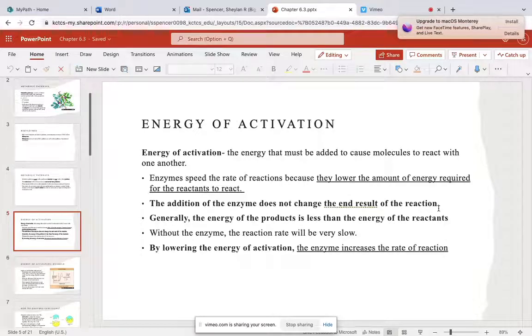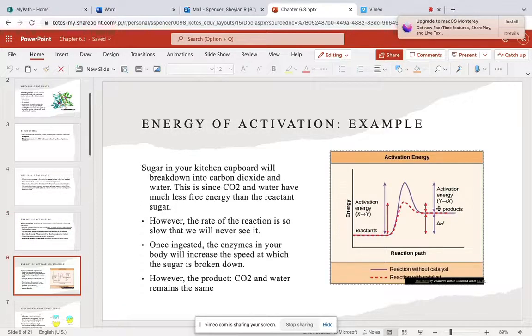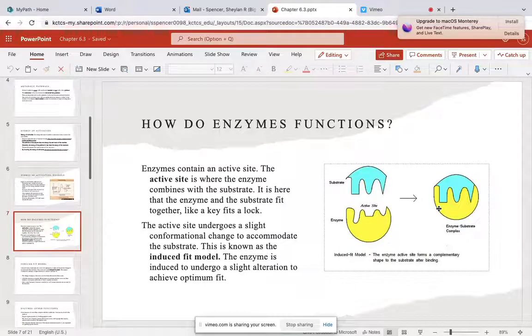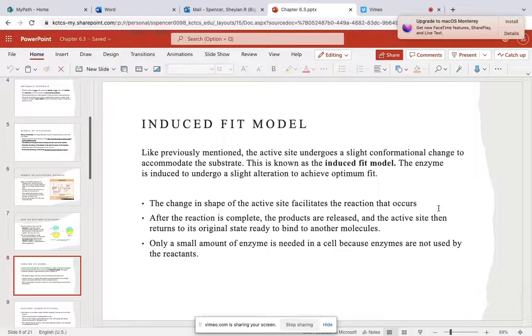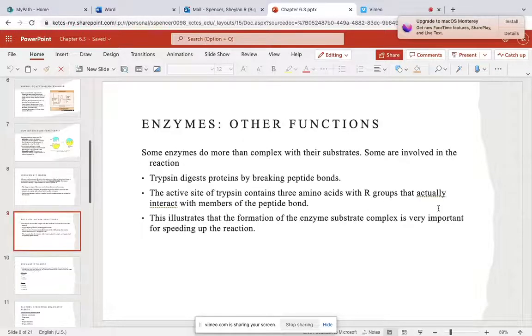Know the fact that they don't change the end result of the reaction. The energy of the reactants is less than the products. They lower the energy of activation, therefore it increases the rate of reaction. Know the induced fit model, how there's a conformational change that allows the substrate to bind to the active site. Again, I put 2 slides in here about the induced fit model.